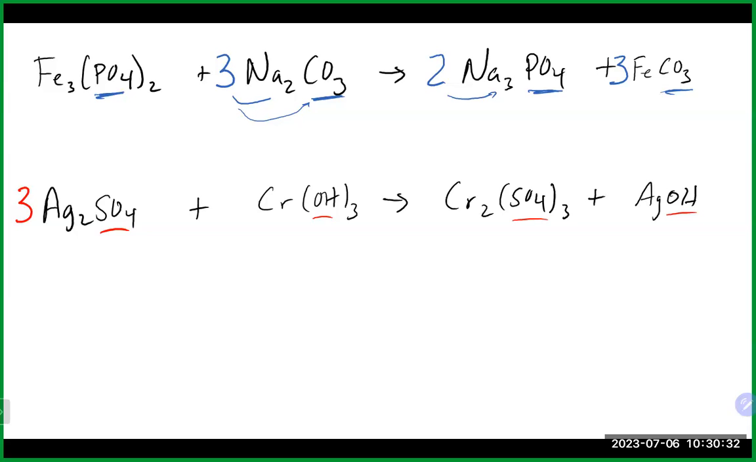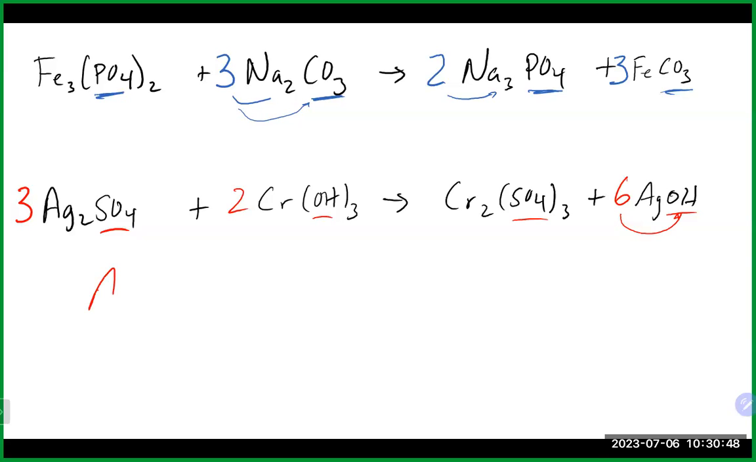Because I fixed the sulfate, I did mess up the silver. So that's where I want to go next, which is 6. To get silver to 6, we would put a 6 there. That then gives me 6 hydroxides, which means I need a 2. And we will end up with a balanced equation.